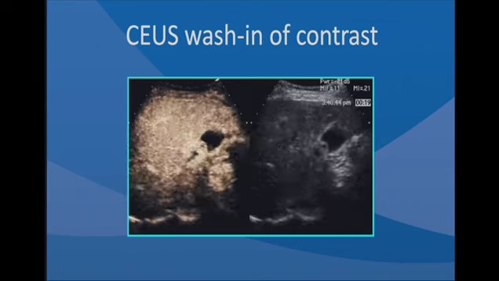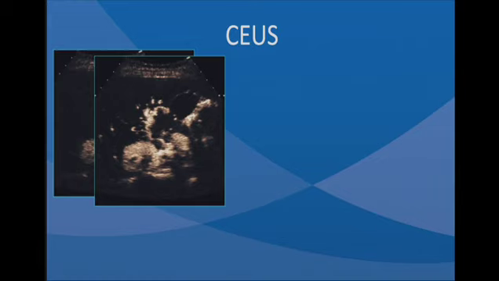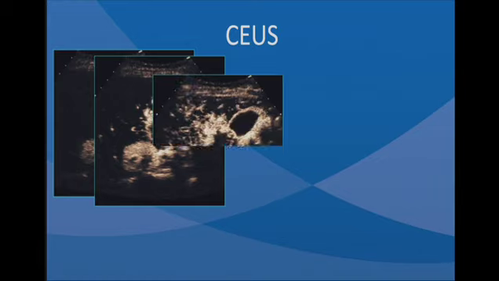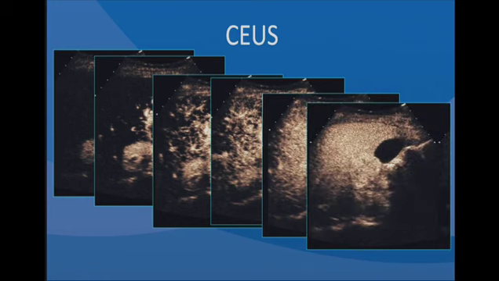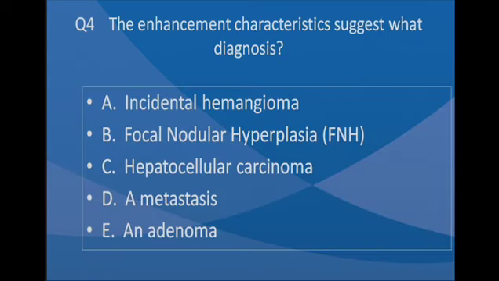The mass is enhancing somewhat more. And when we look at the clips, the images taken from the clip, you can see these series of images right up until the patient has complete enhancement of this mass. So the next question is, the enhancement characteristics of this mass suggest what diagnosis? An incidental hemangioma, a focal nodular hyperplasia, hepatocellular carcinoma, a metastasis, or an adenoma.